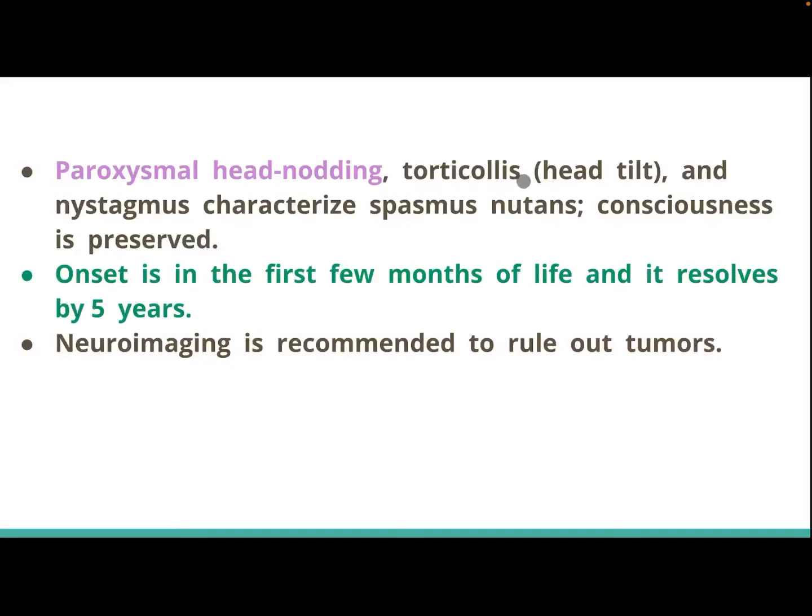Paroxysmal head nodding, torticollis, head tilt, and nystagmus characterize spasmus nutans. Consciousness is preserved. Onset is in the first few months of life and it resolves by 5 years. Neuroimaging is recommended to rule out tumors.